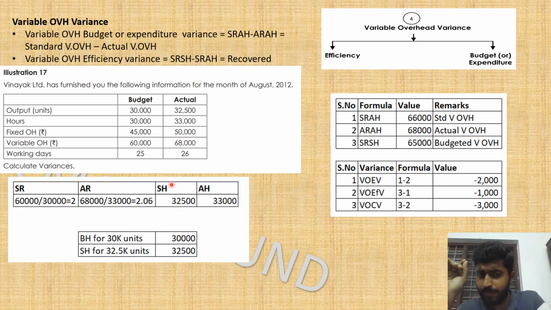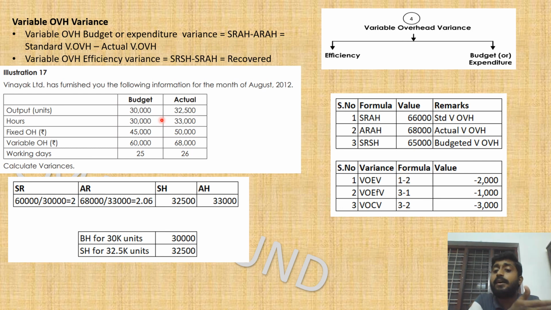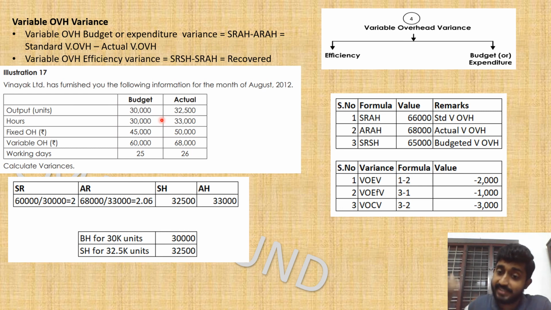Here I have seen many people taking 33,000 as the standard hour, or I have also seen some students taking 30,000 as the budget. Budget hours and standard hours are the same. If you take 30,000 here, your variance will not be right. That time also your check will work, the cost variance is equal to efficiency plus expenditure variance. That will work, but your answer is totally wrong. So you have to apply the standard rate sitting inside the budget to the actual scenario to find the standard hours.